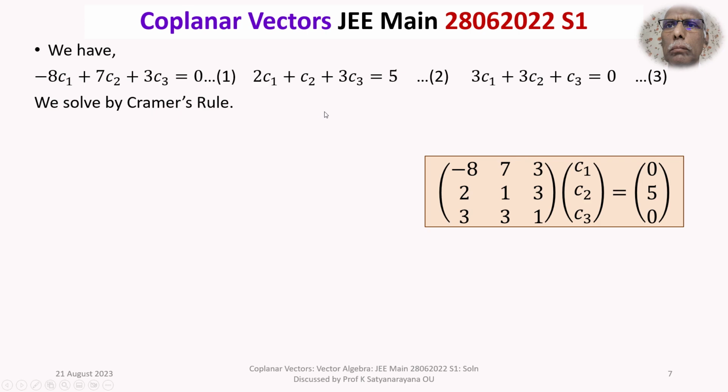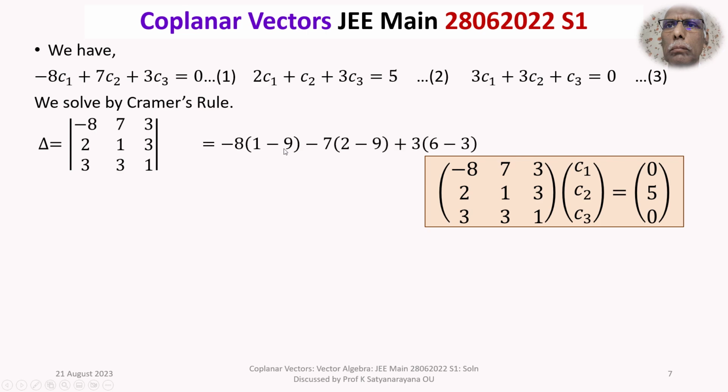First of all, we find delta. Delta is the determinant of the coefficient matrix. Expand by the first row. We are very familiar with determinant expansions. Simplify: 64 plus 49 plus 9, that is 122.